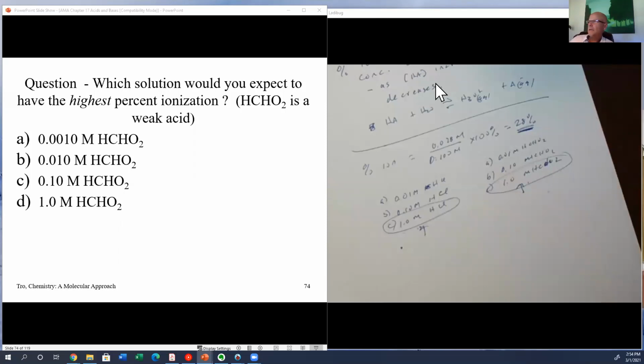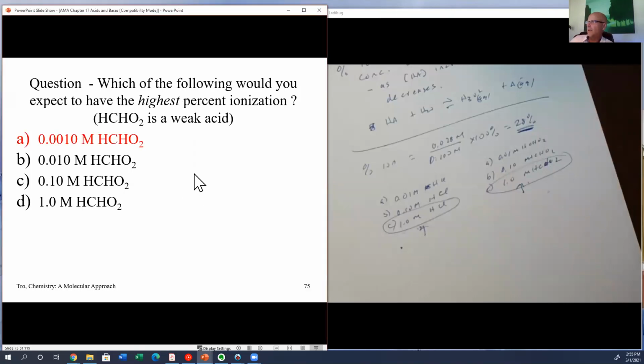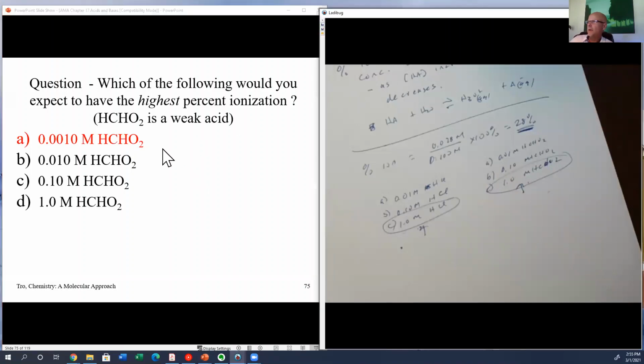All right, 10 more seconds. All right, very good. Nearly perfect. The right answer was A, and 94% of you got that. Okay, so those are both true. This has the highest percent ionization, but this has the lowest pH, or the most acidic. Okay, those are both true.